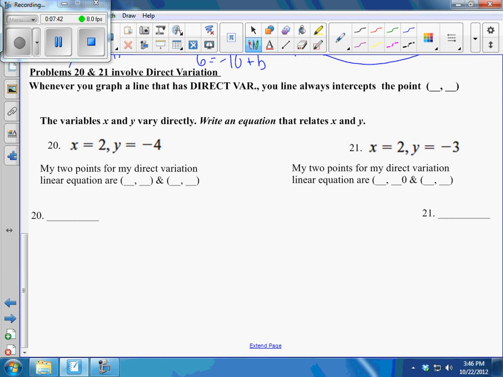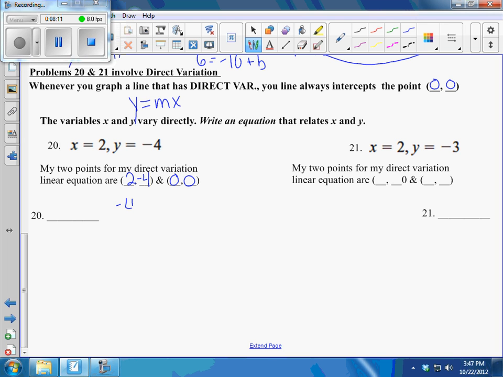20 and 21, we did talk about these in class. Just as a reminder, direct variation, all my lines definitely go through 0, 0. And that means instead of y equals mx plus b, I'm just going to have y equals mx, because b is always going to be at the origin, at 0. So when it says the variables x and y vary directly, write an equation that relates x and y. One point is 2, 4, or I'm sorry, -4.